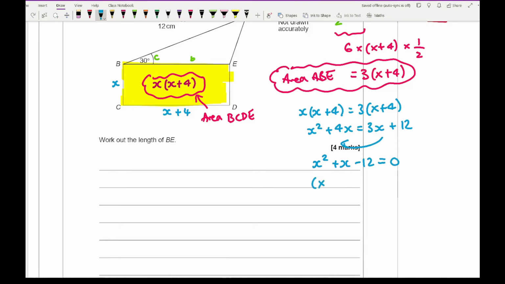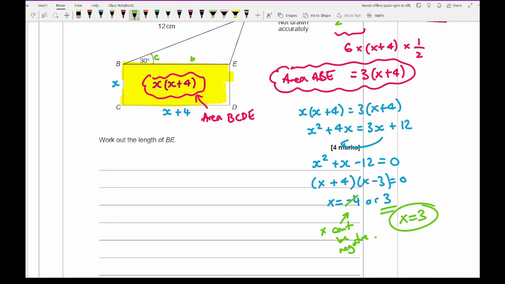Then factorising this, we get x plus 4 times x minus 3 equals 0. So x equals minus 4 or positive 3. Well, x can't be negative, as we'd end up with a negative BC, or negative length. So x must equal 3. Now the question is not asking us to work out the length of BC, it's actually asking us to work out the length of BE. So the length of BE is x plus 4, and we know that x equals 3, so it's going to be 3 plus 4, which is 7 centimeters.